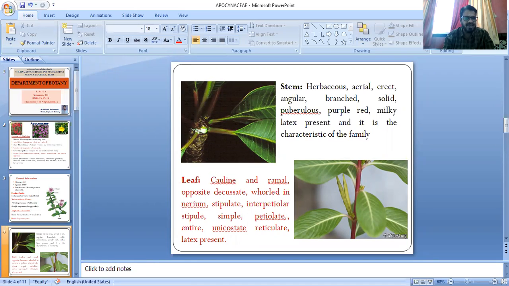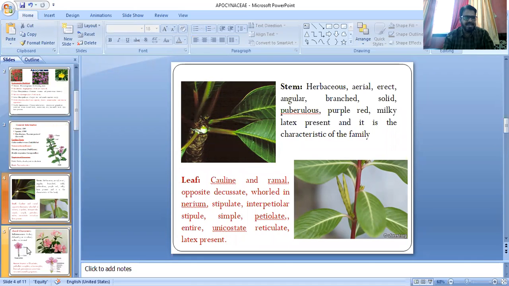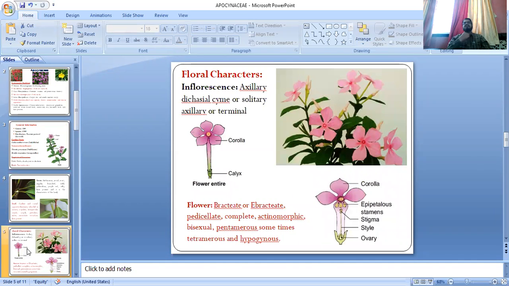Then we have to see the next point, that is the floral characters of family Apocynaceae. So in this case we have to see first point, that is inflorescence. Inflorescence में क्या है? In this type axillary diaxial cyme or solitary axillary or solitary terminal.